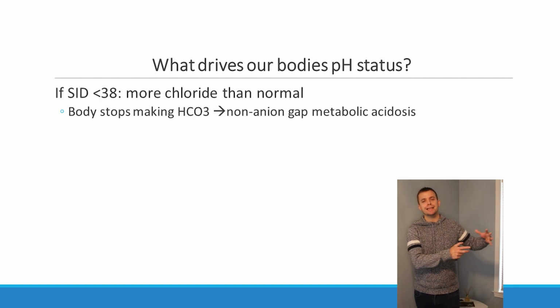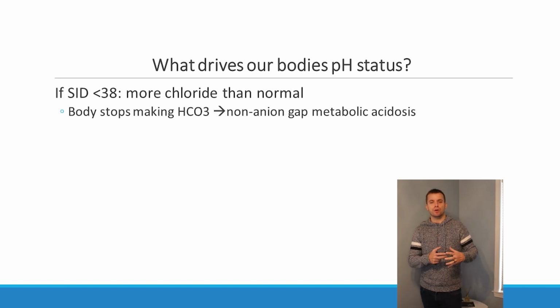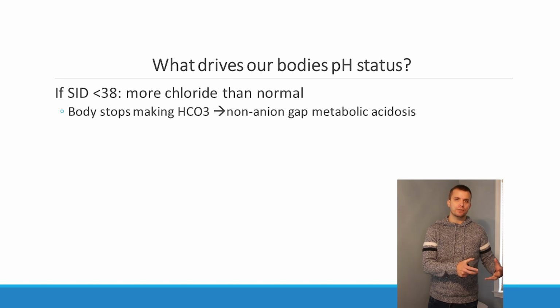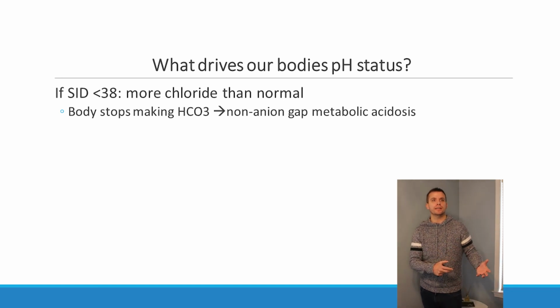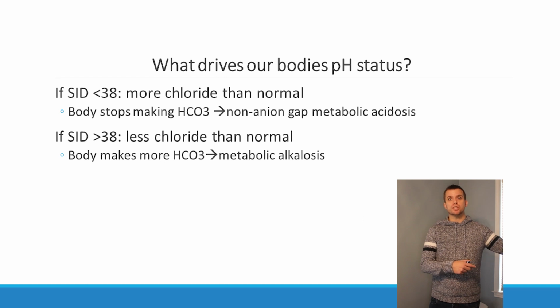So if your SID is less than 38, that means you have more chloride than you would expect. So you have all this negatively charged chloride. The body says, okay, I have all this negatively charged chloride, I'm going to stop making bicarb because I have all this chloride, and you're going to end up with a non-anion gap metabolic acidosis.